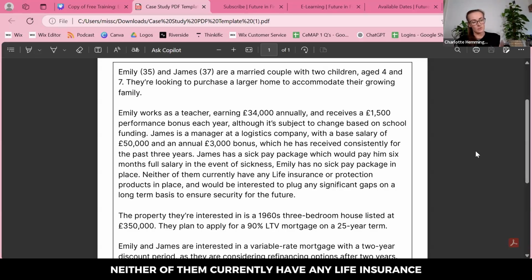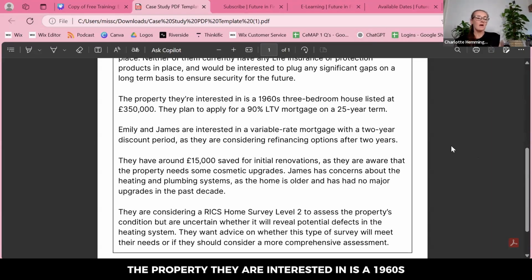Neither of them currently have any life insurance or protection products in place, and would be interested to plug any significant gaps on a long-term basis to ensure security for the future. The property they are interested in is a 1960s 3-bedroom house listed at £350,000. They plan to apply for a 90% loan-to-value mortgage on a 25-year term.